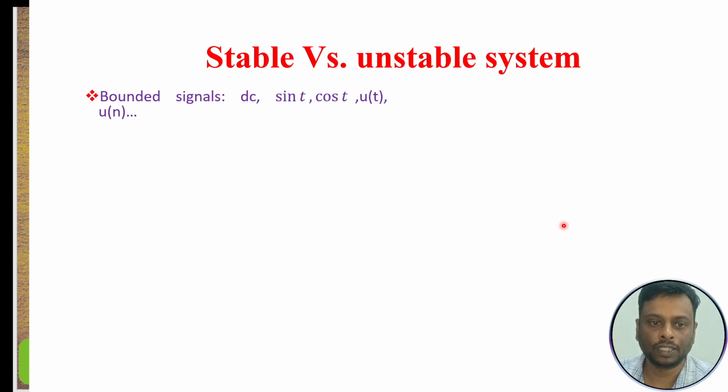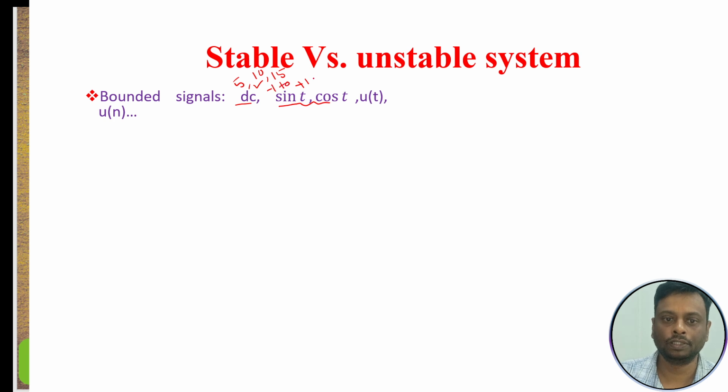So these are the bounded signals. This DC signal is a bounded signal. DC signal means a constant signal, suppose 5, 10, 15. These are DC signals. Sin t and cos t vary between -1 to +1. So at every instant of time, the amplitude is finite. That is why these are bounded signals.